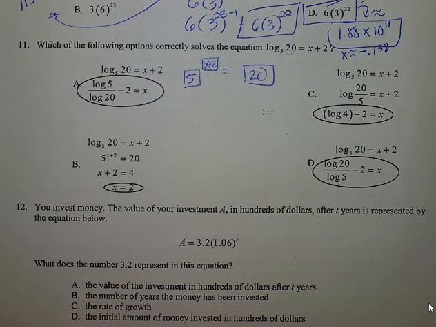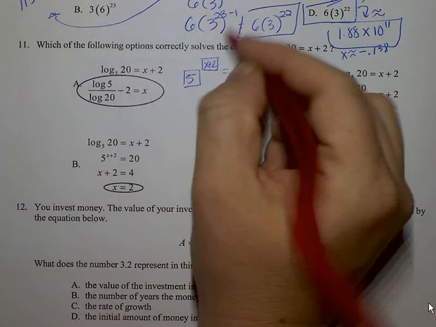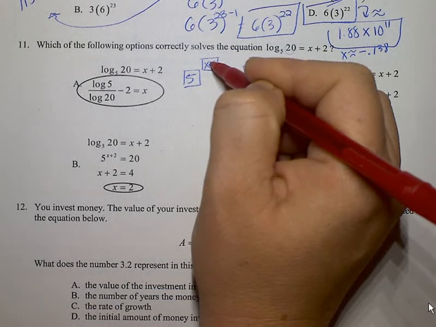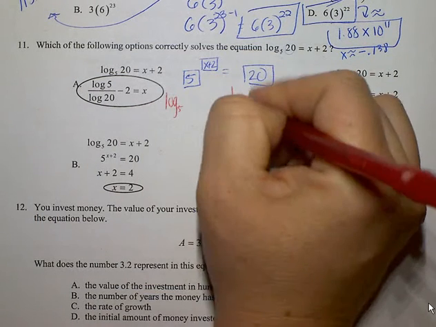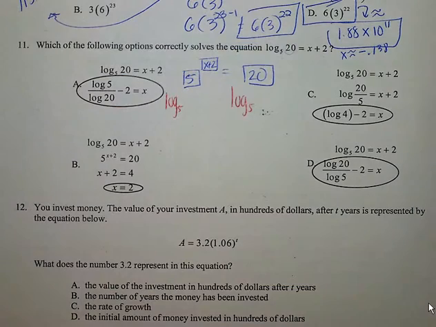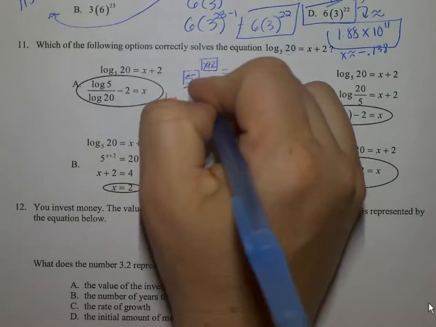Now, if we're asked to solve for x, we need to eliminate this 5. In order to do that, we're going to use logs because we have a variable in the exponent position. So I'm going to do log base 5 to both sides and bring down what already existed.